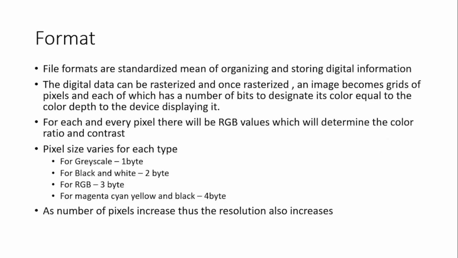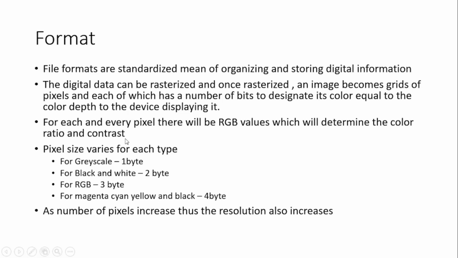Coming to the format, every image has its own format. File formats are a standard means of organizing and storing digital information. The digital data can be rasterized, and once rasterized, an image becomes grids of pixels, each of which has a number of bits to designate its color, equivalent to the color depth for the device displaying it. The depth for each pixel will vary according to that color depth, and the device will display it accordingly. For every pixel, there will be RGB values which determine the coloration and contrast.